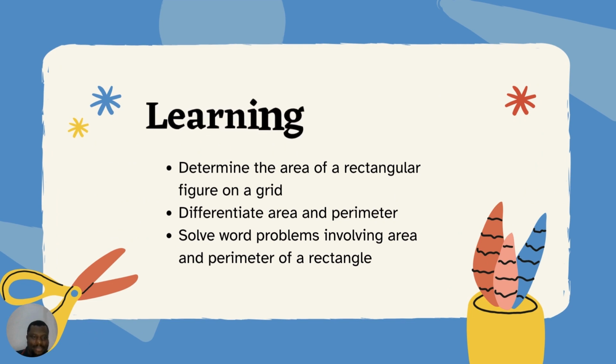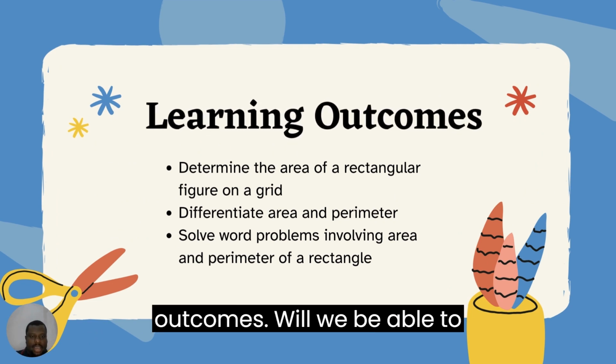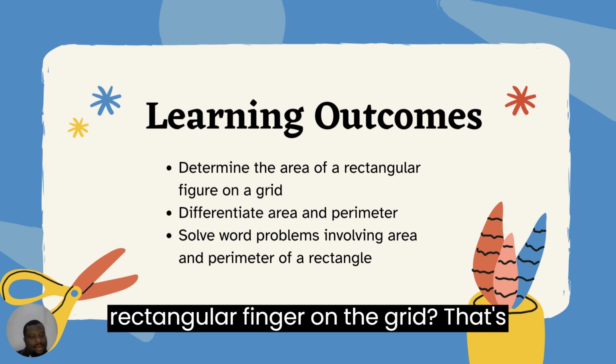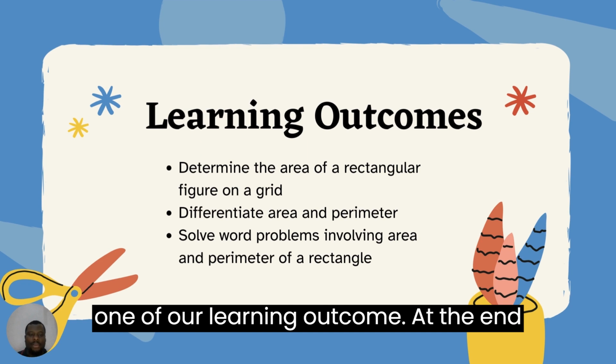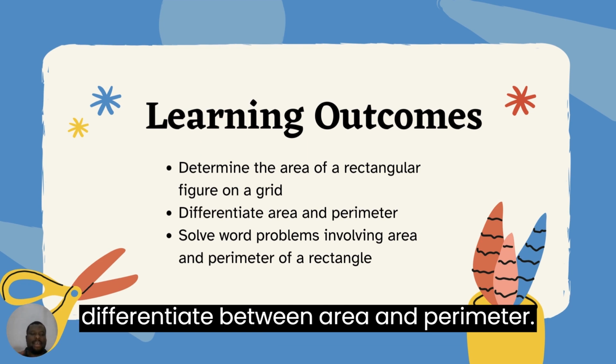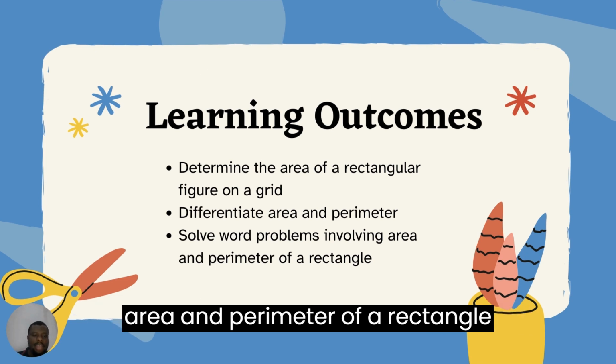All right. Now, learning outcomes. We will be able to determine the area of a rectangular figure on a grid. That's one of our learning outcomes. At the end of this lesson, you should be able to differentiate between area and perimeter. You should know the difference, and also be able to solve word problems involving area and perimeter of a rectangle.